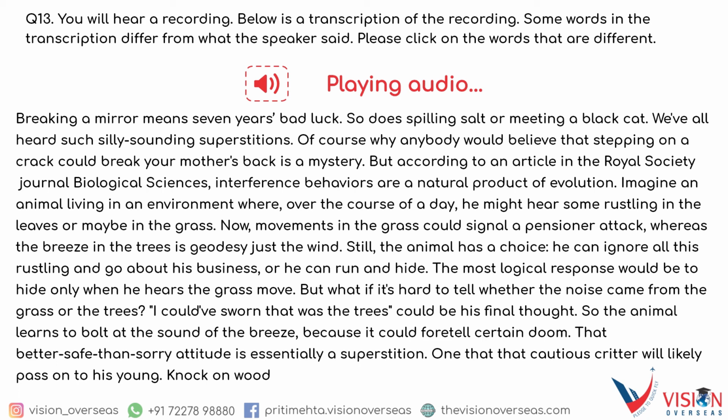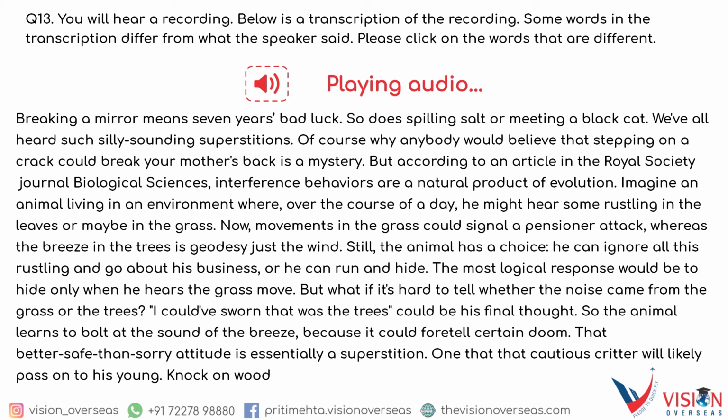Breaking a mirror means 7 years bad luck, so does spilling salt or meeting a black cat. We've all heard such silly-sounding superstitions. Of course, why anybody would believe that stepping on a crack could break your mother's back is a mystery. But according to an article in the Royal Society journal Biological Sciences, superstitious behaviors are a natural product of evolution.